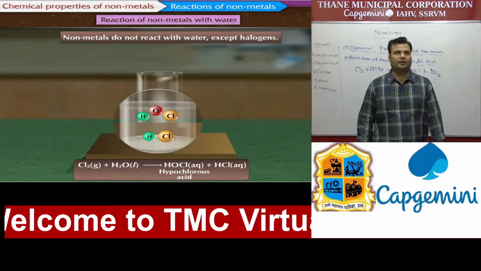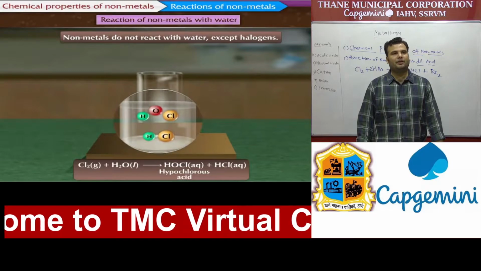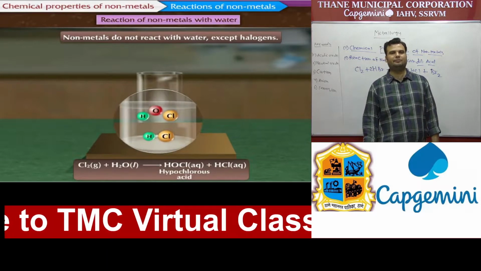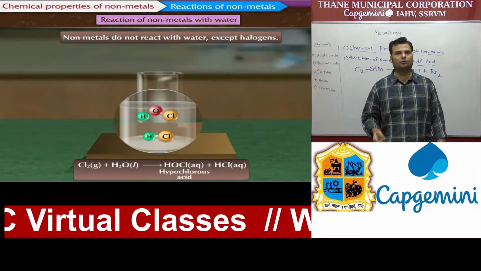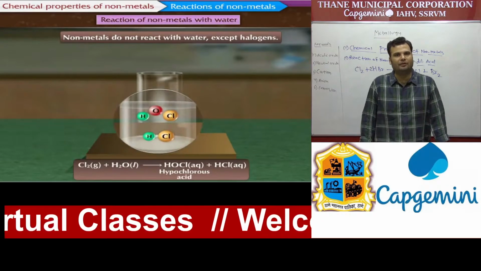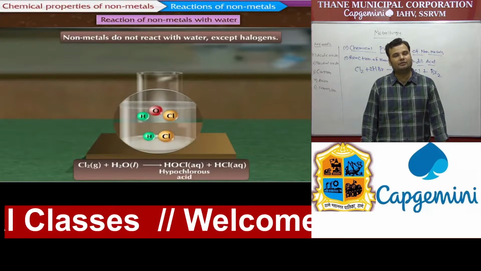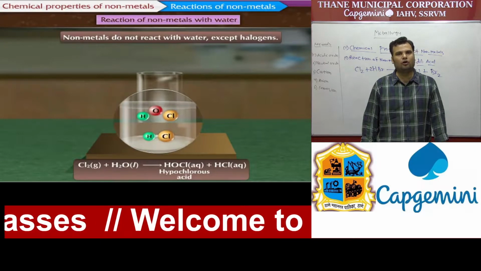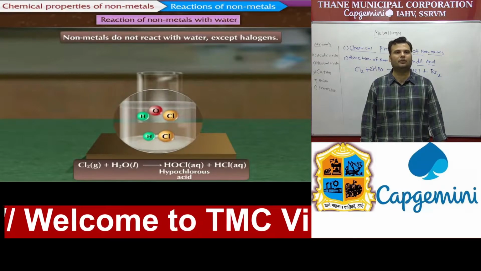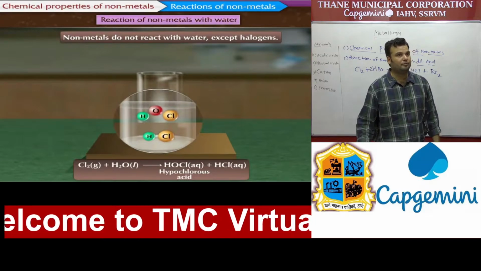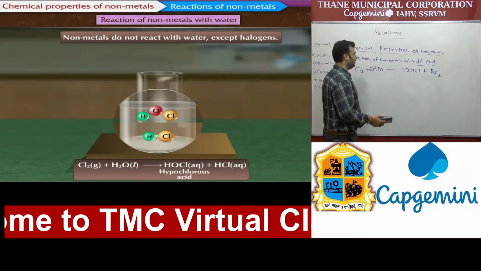The next part is very important again. What happens when non-metals react with water? Again the same thing, remember, only halogens, which are highly reactive, like fluorine, chlorine, bromine and iodine, can react with water also. But all other non-metals, take examples like carbon, sulfur, phosphorus, cannot react with water.